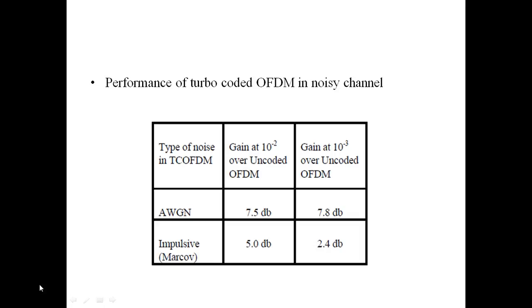Now we'll come to the performance of turbo coded OFDM in a noisy channel. The previously used noisy channel was the Markov channel, which had a gain of 5 dB for 10 to the minus 2 SNR and 2.4 dB for 10 to the minus 3 SNR. Now, since we are doing this analysis in an AWGN channel, the gain has improved drastically, from 7.5 dB to 7.8 dB.